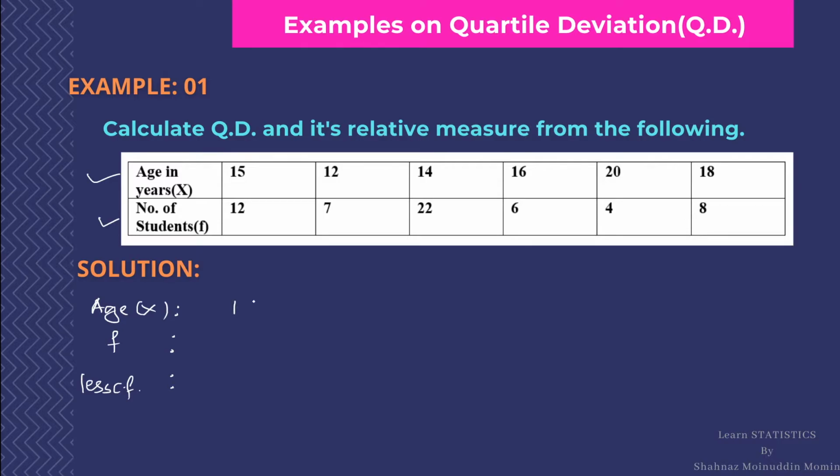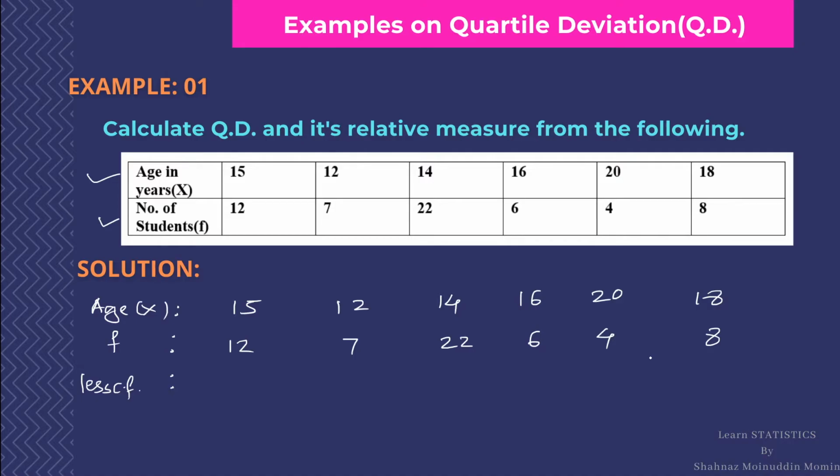I shall write ages 15, 12, 14, 16, 20 and 18. Their corresponding frequencies are 12, 7, 22, 6, 4 and 8. Cumulative frequencies are of two types. One is the less than cumulative frequency and the other is the more than or greater than cumulative frequency.